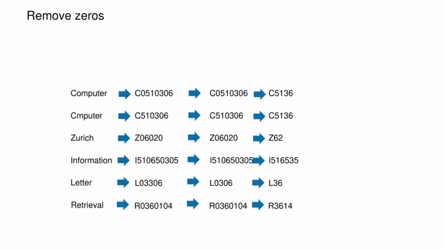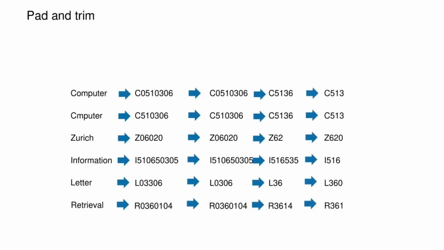So we remove the vowels in there, and we cut after just 4 characters, so the letter and the 3 digits. If we have less than 4, we just add zeros, like we did for L36. So we have L360 in here, right? And Z62 becomes Z620. So we pad with zeros or we cut after 4. And that here is the fingerprint of the word.